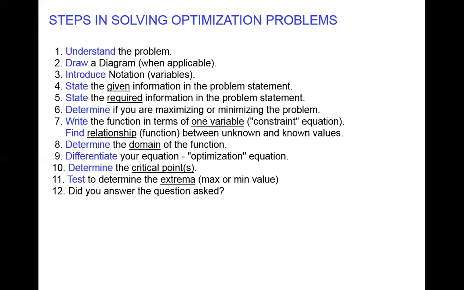Then, if we realize what we have to do, we have to find a function in terms of one variable. We have to find all of the additional relationships, rewrite one variable in terms of the other, and create a function. Then the domain of the function is important because we have to find the absolute maximum or absolute minimum. That means the domain is critical.